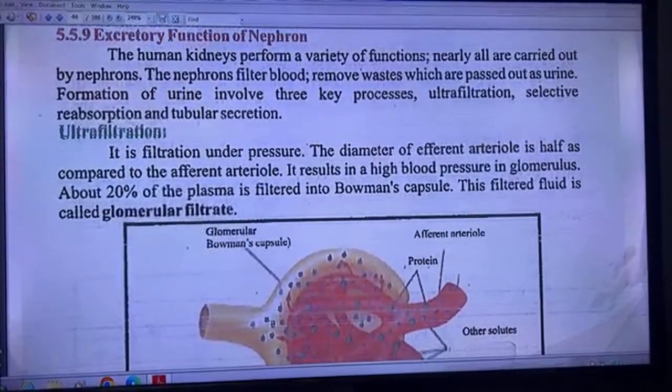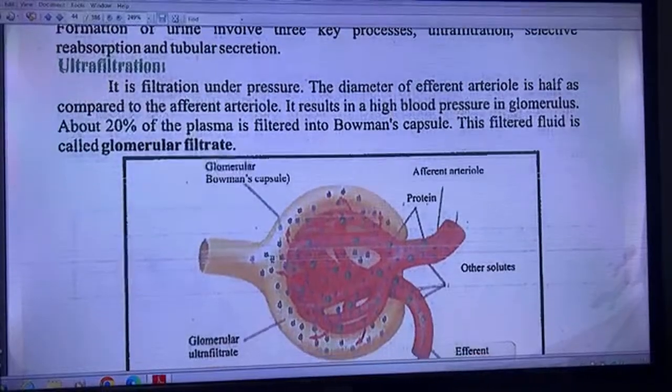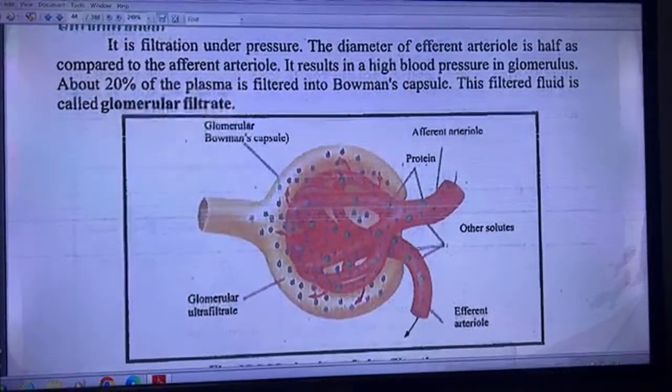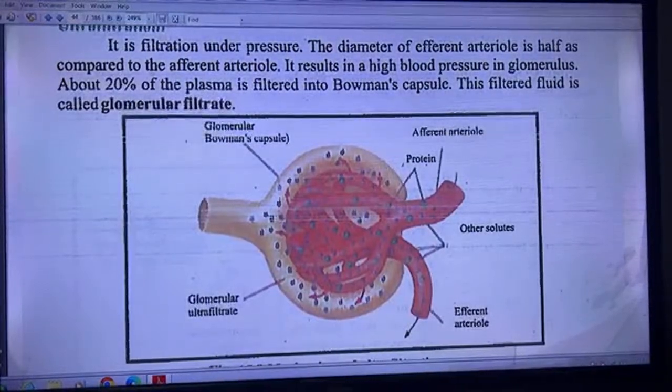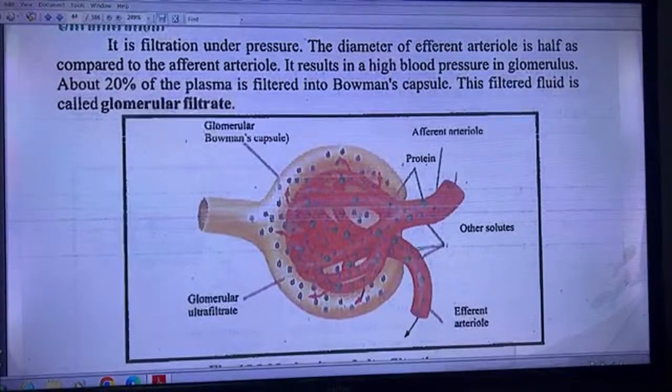Ultrafiltration. It is filtration under pressure. The diameter of the efferent arteriole is half that of the afferent arteriole. It results in a high blood pressure in the glomerulus. About 20% of the plasma is filtered into the Bowman capsule. This filtered fluid is called glomerular filtrate.